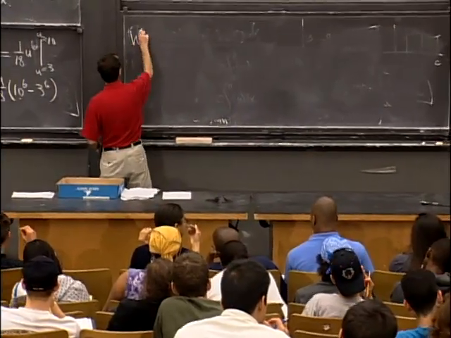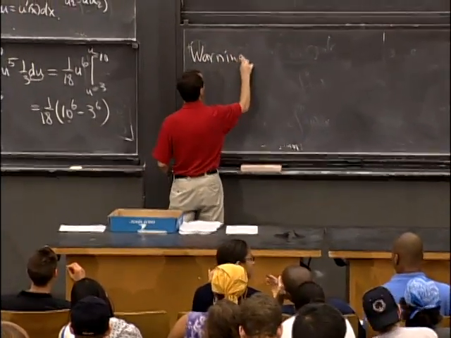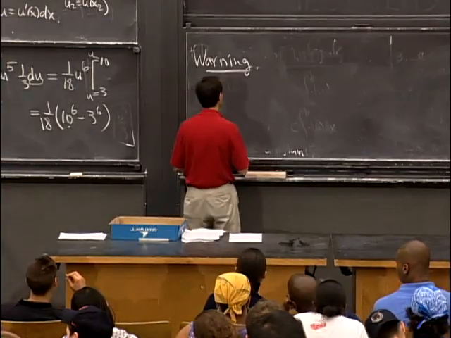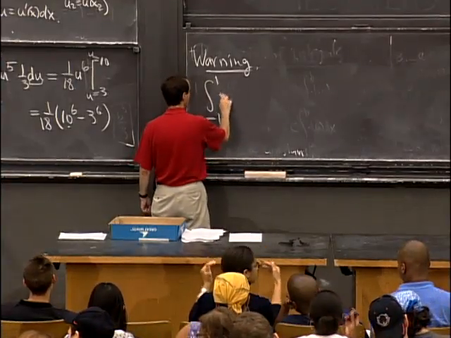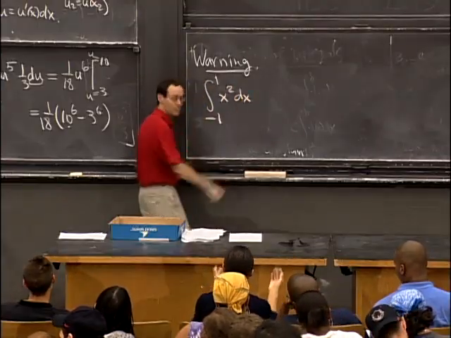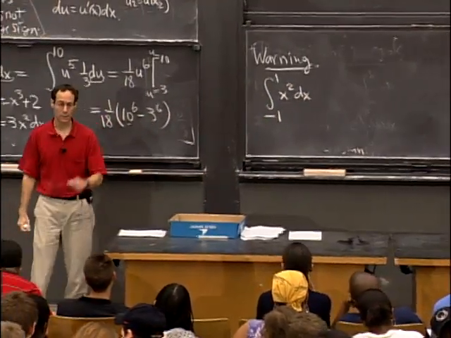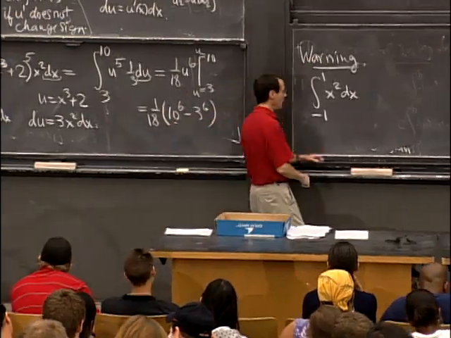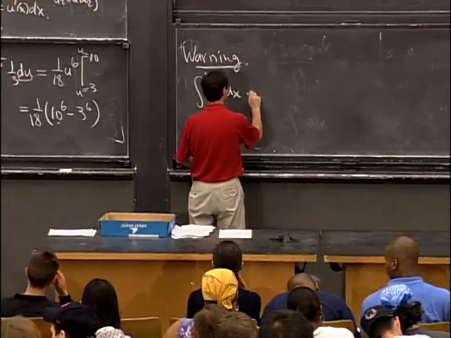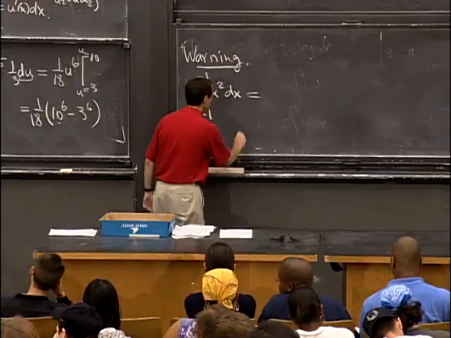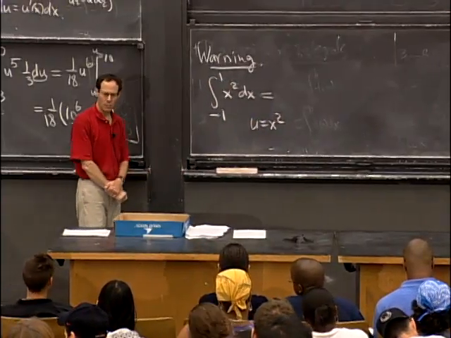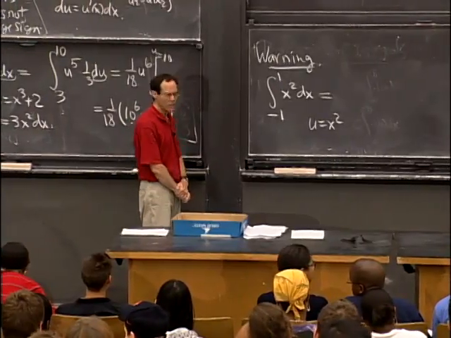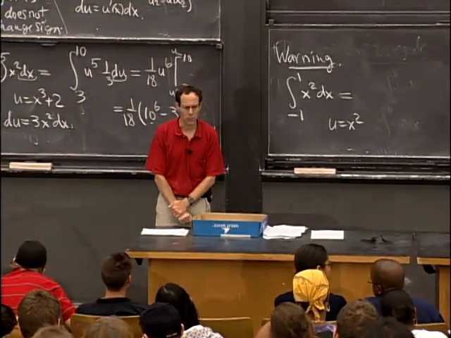So here's our warning. Suppose you're integrating from minus 1 to 1 x squared dx. Here's an example. And you had the temptation to plug in u is equal to x squared. Now, of course, we know how to integrate this, but let's just pretend we were stubborn and wanted to use substitution.